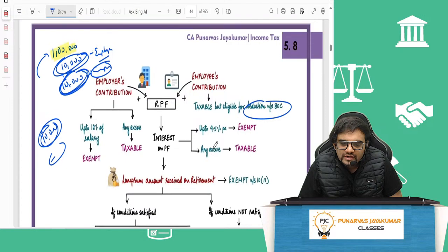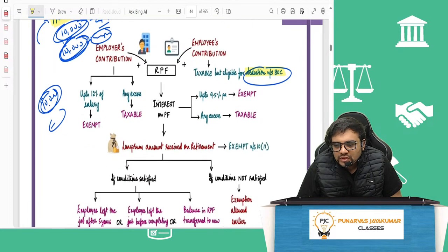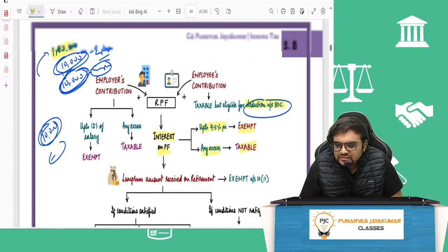Employer's contribution up to 12% of salary exempt, any excess taxable. Employee's contribution taxable but eligible for deduction under section 80C. Then you will get interest on provident fund, and interest up to 9.5% per annum is exempt. Anything which is excess will be taxable.